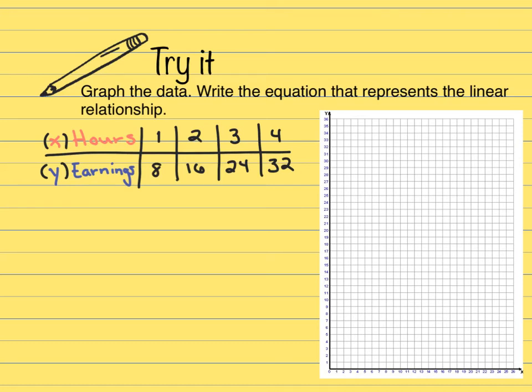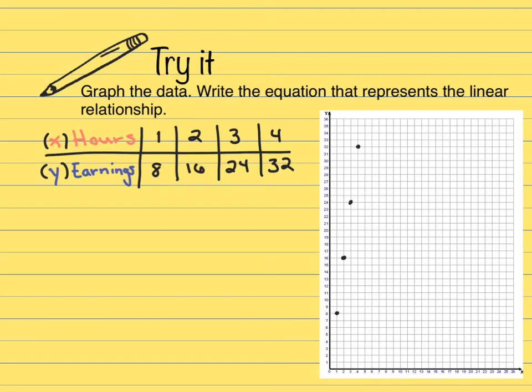Let's first graph our ordered pairs. We're going to begin with the ordered pair of 1 and 8. So we're going to find 1 on the x-axis and 8 on the y and plot your point. And then 2 and 16, 3 and 24, and 4 and 32. Now let's write that equation.